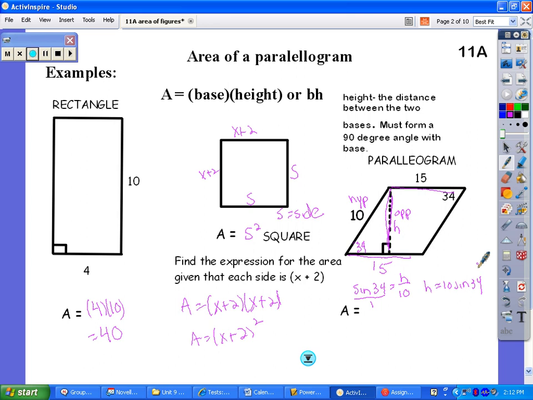You type that in your calculator, and then we find that the height is 5.6 if we round to the nearest tenth. And so now we do our formula, base times height, because we have everything. So our base is 15, our height is 5.6, so our area is 83.9 for our parallelogram. So a lot of times for parallelograms, you're going to have to do a little extra work to find a height or a base of it.